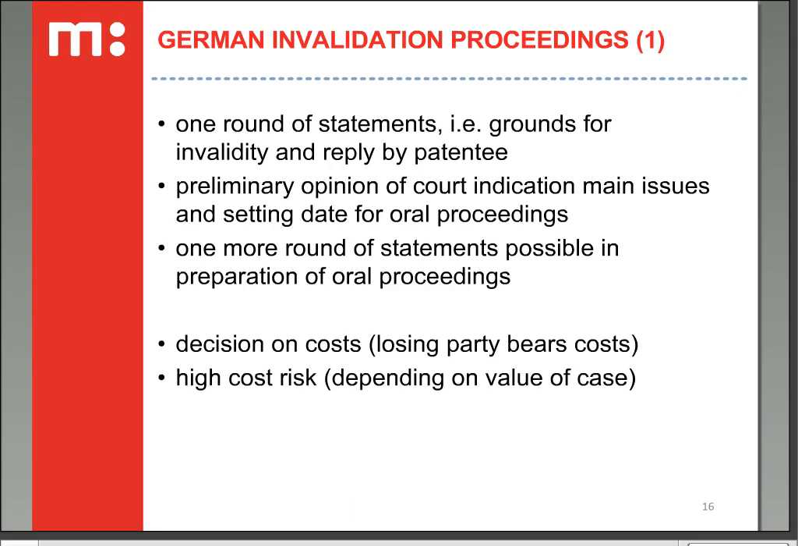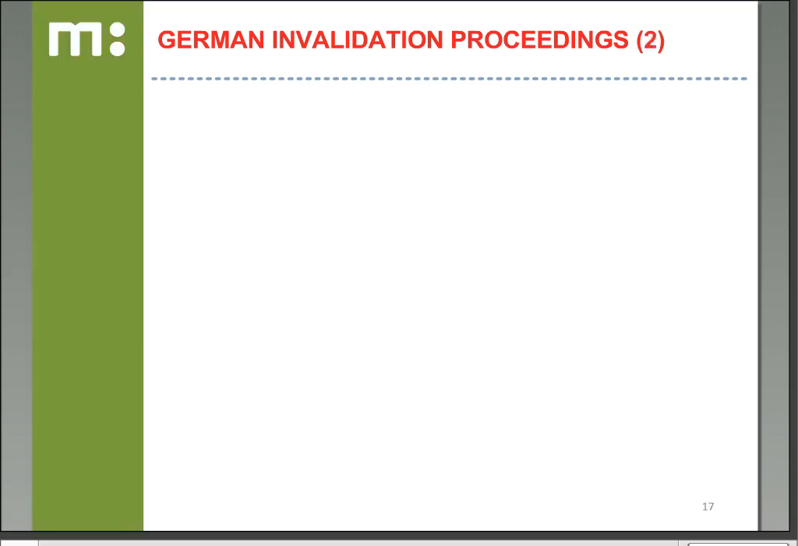And if you have a value of the case of 750,000 euros, you have to consider that the court fees to be paid are around 20,000 euros. And if you lose at the first instance, you will have to pay the court fees and you have to reimburse the other party's costs in the amount of roughly 12,000 euros. If the other party is represented by an attorney at law, in addition to a patent attorney, it may even be possible that you have to pay the double amount to the other party. So that's one of the real crucial differences between opposition and invalidation proceedings.